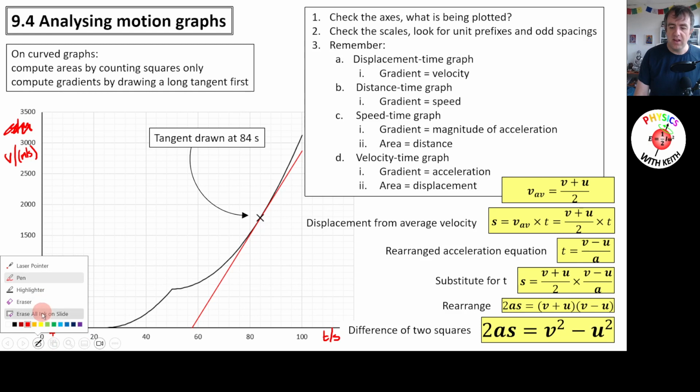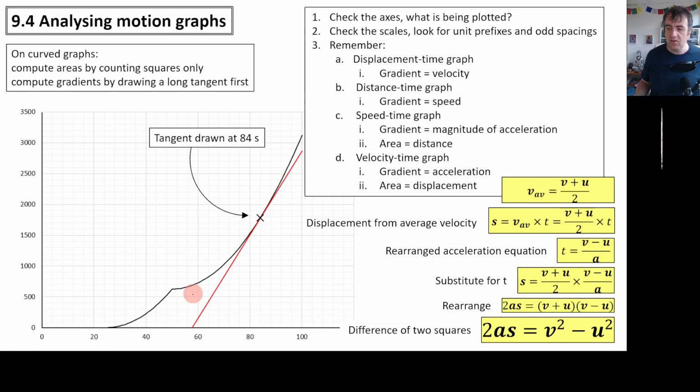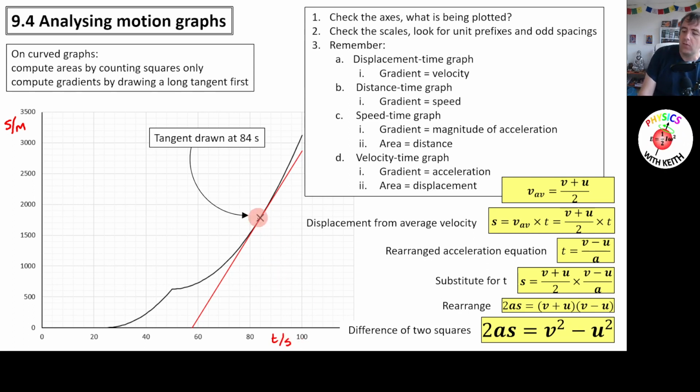If you are computing gradients, that could be because you need a velocity from a displacement time graph, or it could be because you need an acceleration from a velocity time graph. If you're calculating gradients, but the line is curved, then I would first of all put a mark on the line at the time that you are asked to calculate the gradient. So let's say this is a displacement versus time graph, and we are asked for the velocity at 84 seconds. I'm going to start by putting a mark on the curve at 84 seconds.